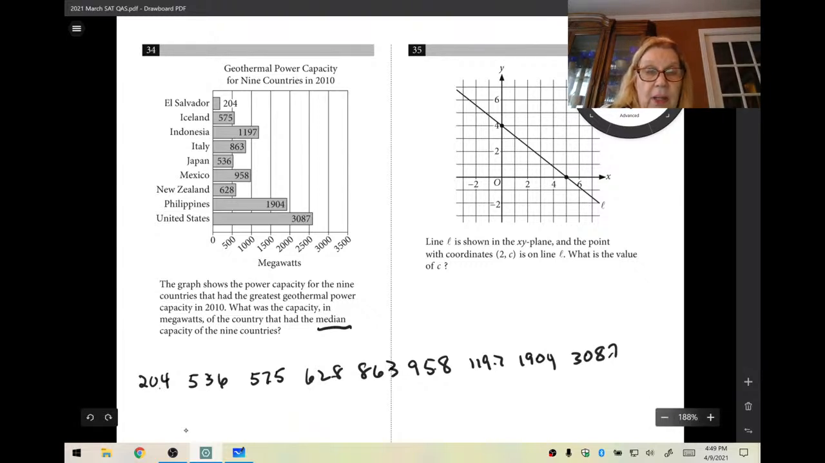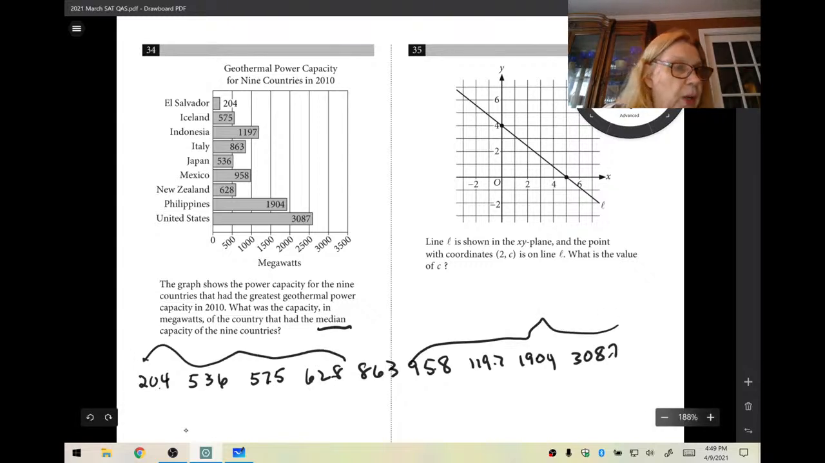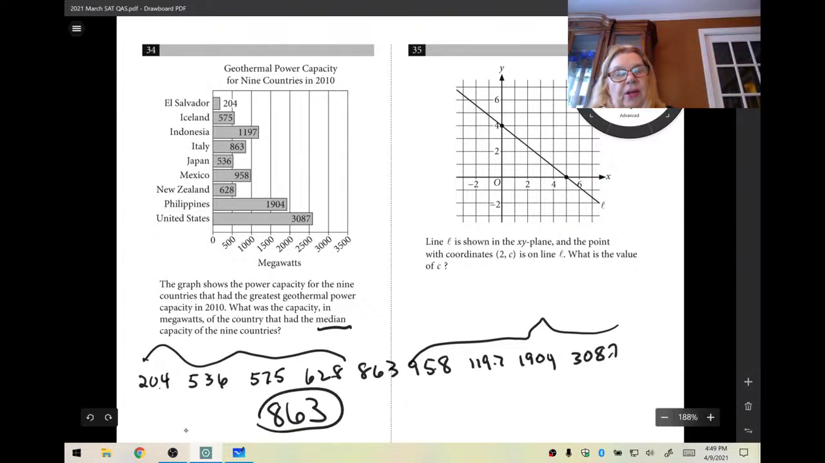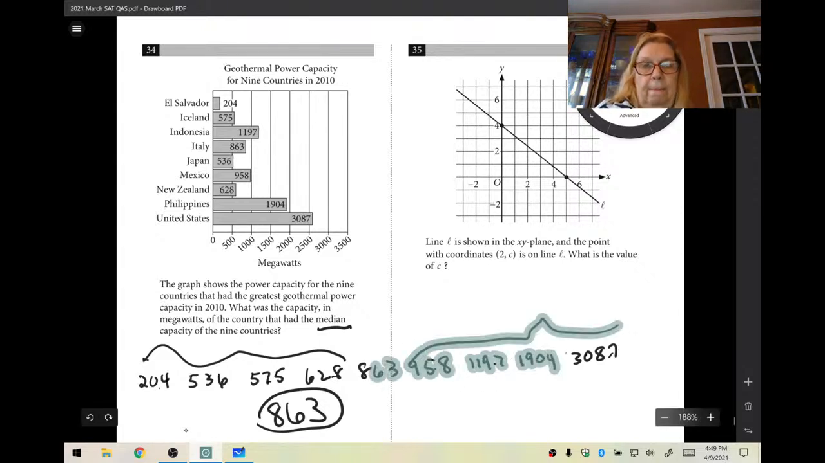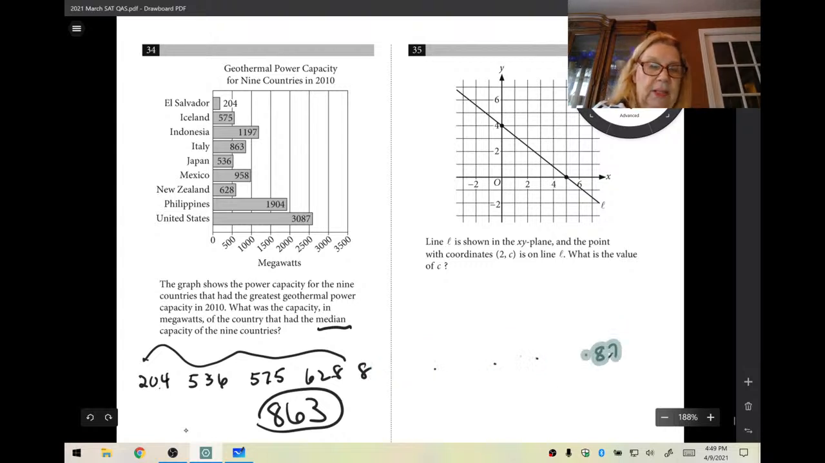So we need the middle number. We need 4 here and 4 here. So it pretty much looks like it's going to be 863. So there's no way around it. Don't try to do it in your head because it'll just take too much time. So you just have to spend the time to put it in order.